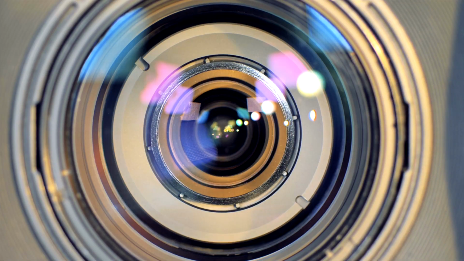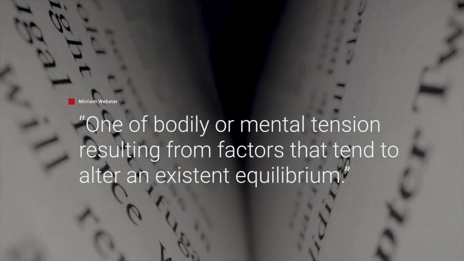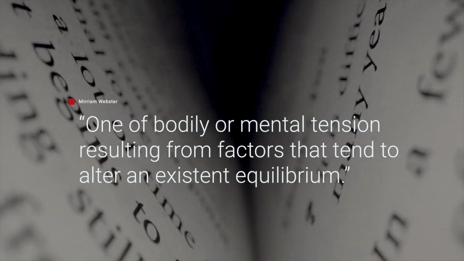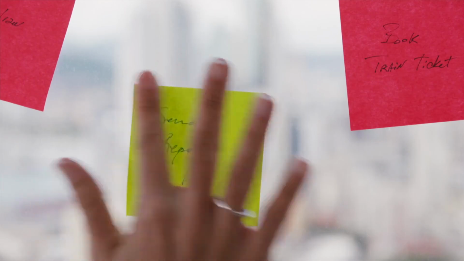Well, it was a result of him looking at stress through a completely different lens. And after this video, you'll look at stress in a completely different way as well. So what did he do? Well, first, let's set the stage for what stress is defined as. According to Merriam-Webster, stress can be defined as one of bodily or mental tension resulting from factors that tend to alter an existence of equilibrium. Now put a sticky note on that equilibrium part, because we'll come back to it.